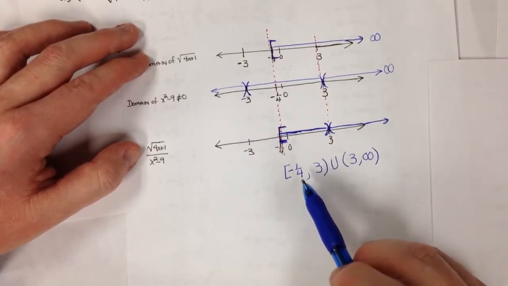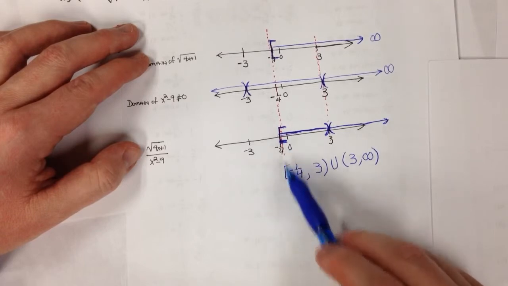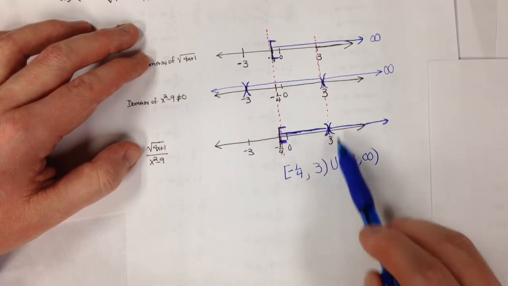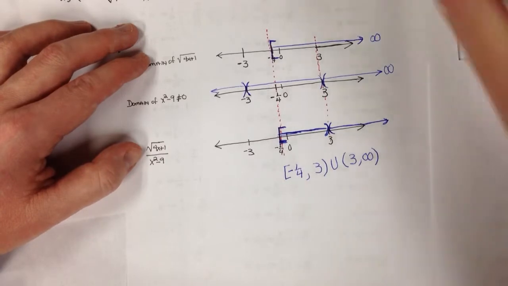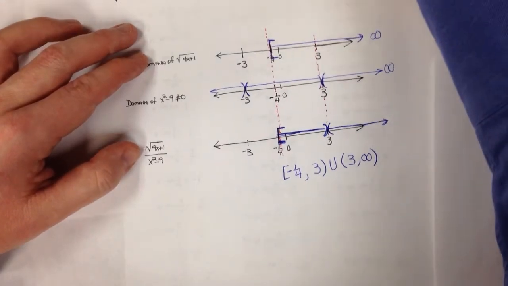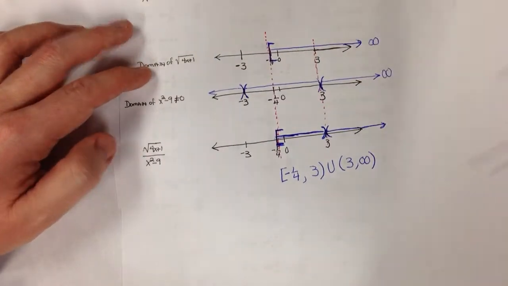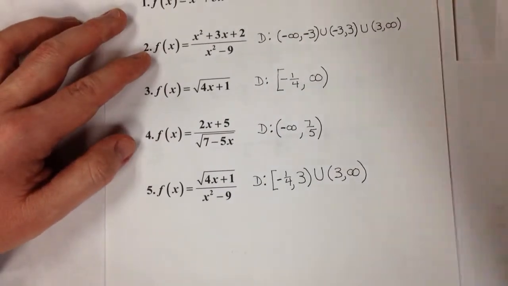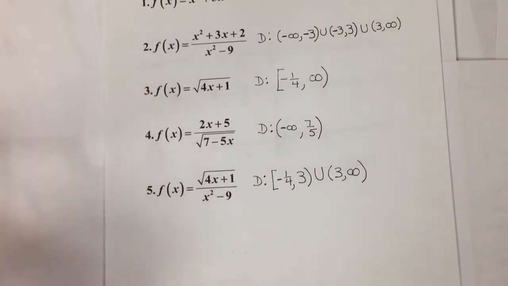And so we have going from negative 1/4 closed, approaching 3 open, then going past 3 open, on out to infinity. And so for number 5, it turns out that for the domain we have these two intervals comprising the solution.